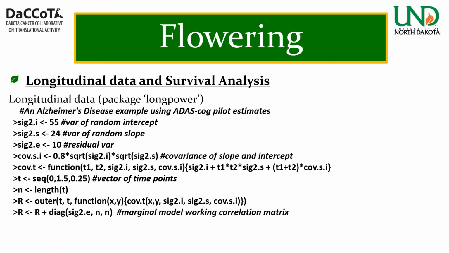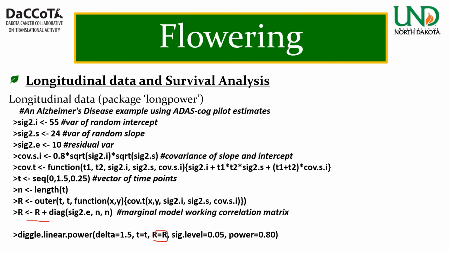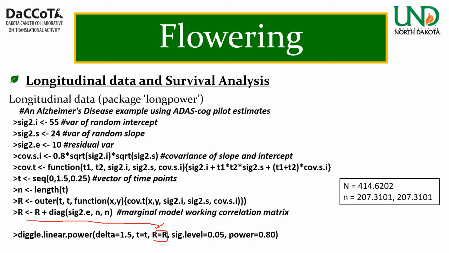But essentially, you're using this to get a correlation matrix, and you can plug this into this method for calculating sample size. It's from DaCCoTA. And you enter the delta, t, and then the r. This is why we did all this work too. With this correlation matrix, same significance and power, we get 4.14 or 208 rounded up samples per group.